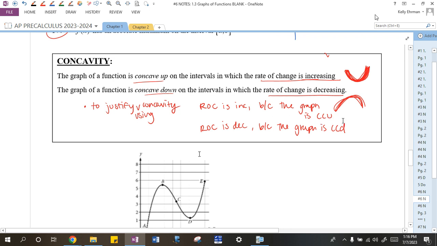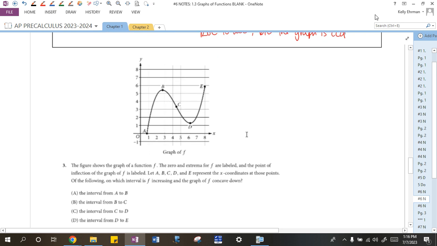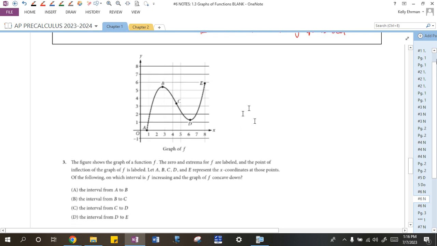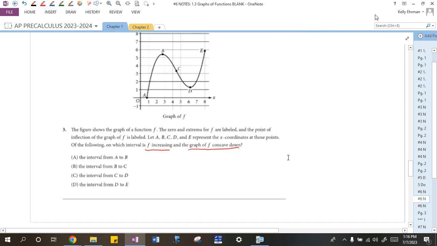Let's look at concavity on an actual graph. So this is an AP problem that was put out there last spring. It's a practice problem. The figure shows the graph of a function f. The zeros and extrema for f are labeled, and the point of inflection of the graph of f is labeled. Let a, b, c, d, and e represent the x coordinates at those points. Of the following, on which interval is f increasing and the graph concave down? So this shouldn't be too hard to look for. Increasing, concave down is this; increasing is going up, so we're looking for something like that.